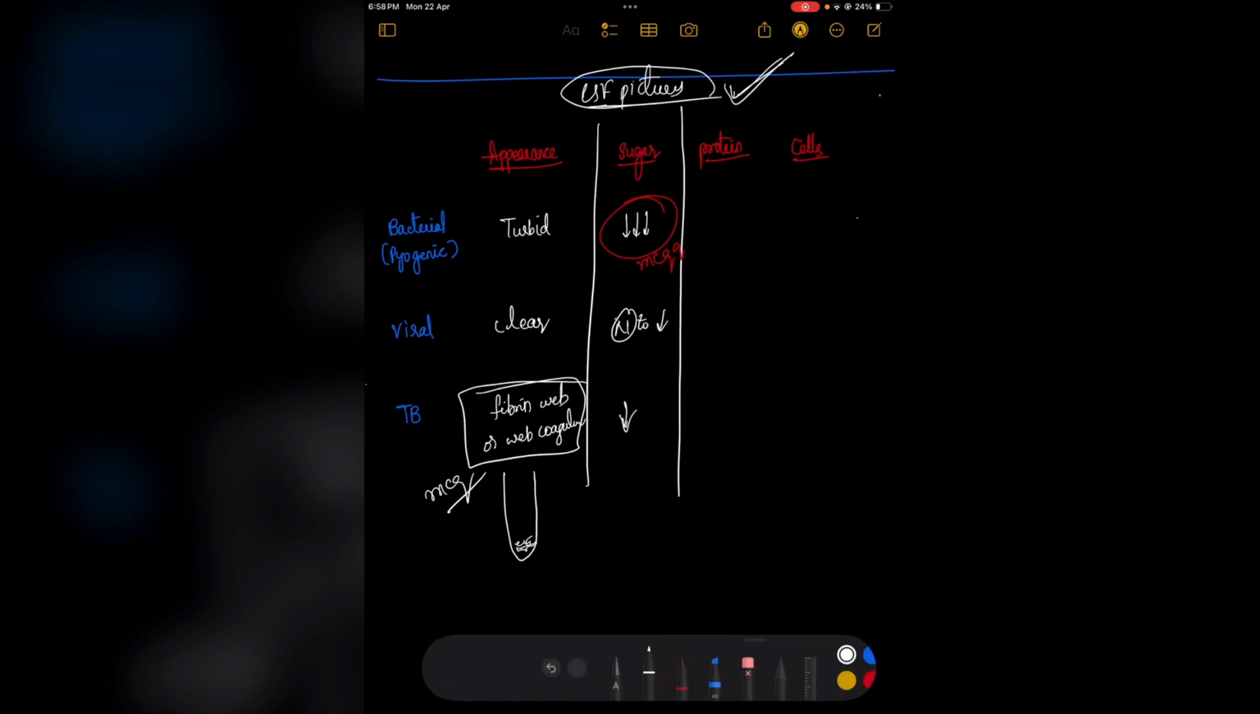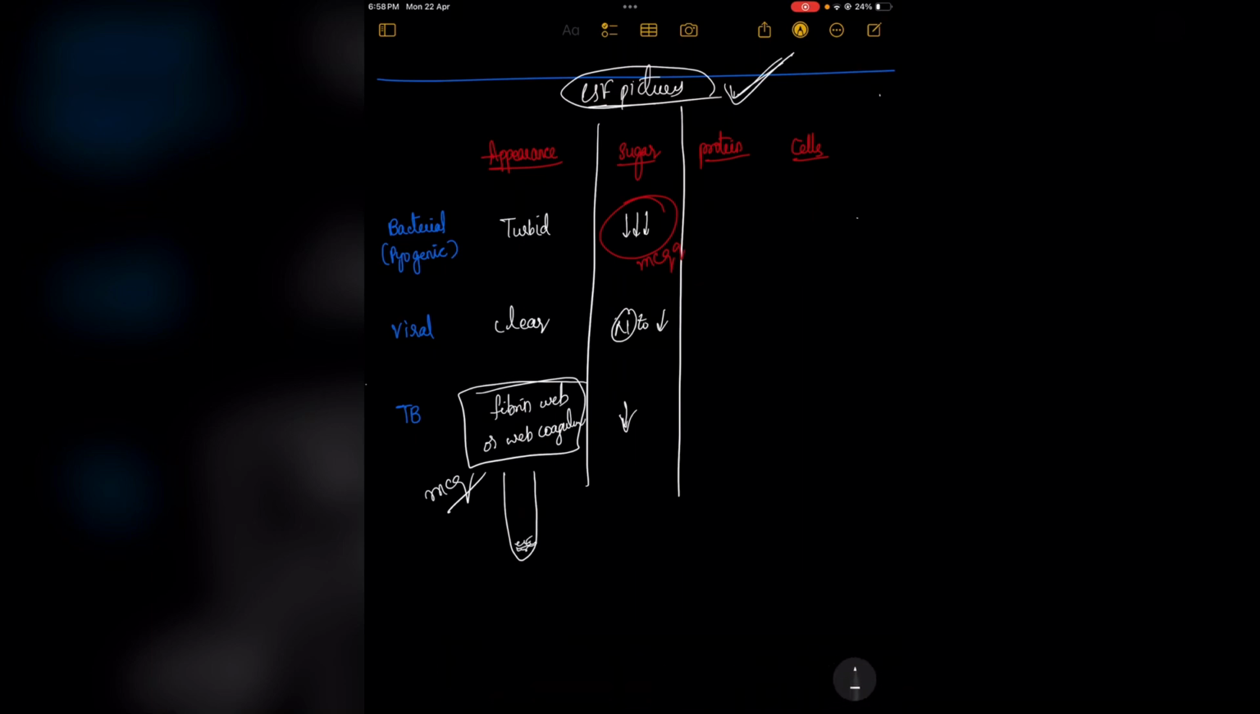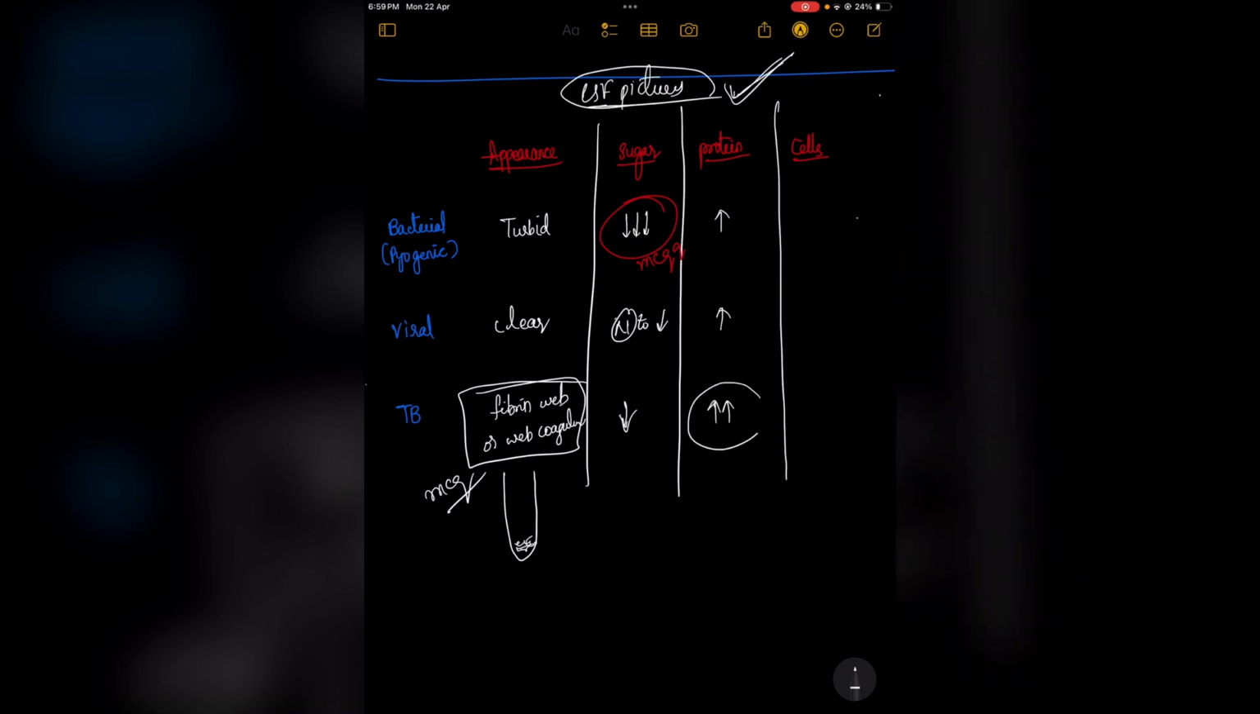Next, protein. Protein content will be a bit high in bacterial meningitis. Even in viral meningitis, protein content will be high. In TB meningitis, protein content will be very high. Here the MCQ is protein content will be very high in TB meningitis.